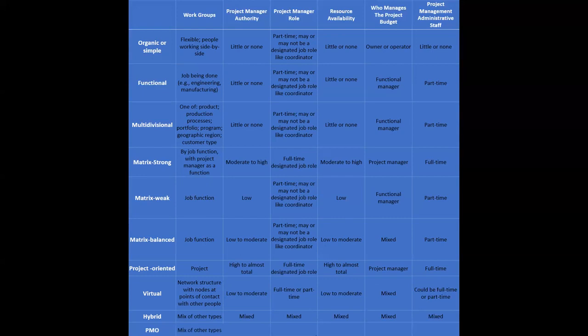In case of PMO, we have a mix of other types of work groups. Project manager authority would be high to almost total. Project manager role would be a full-time designated job role. Resource availability will be high to almost total. Who manages the project budget would be the project manager. Project management administrative staff would be full-time. So I hope you have understood the influence of organizational structures on the projects.